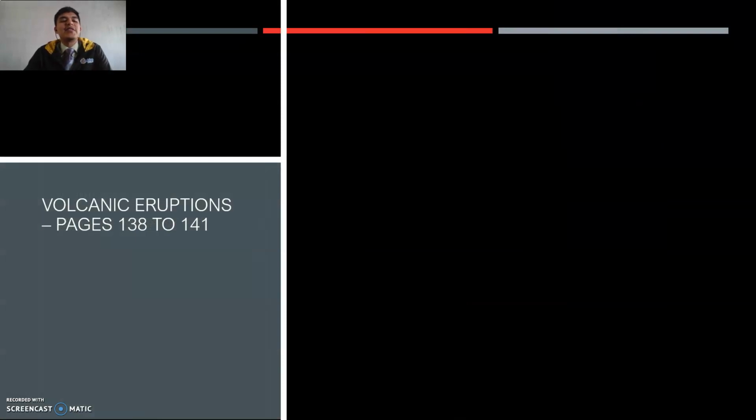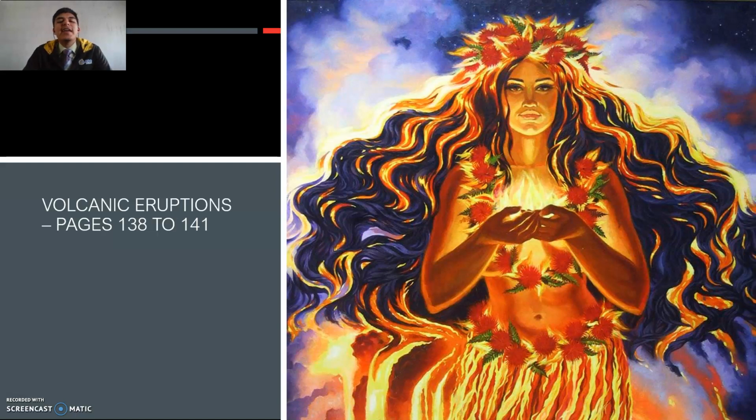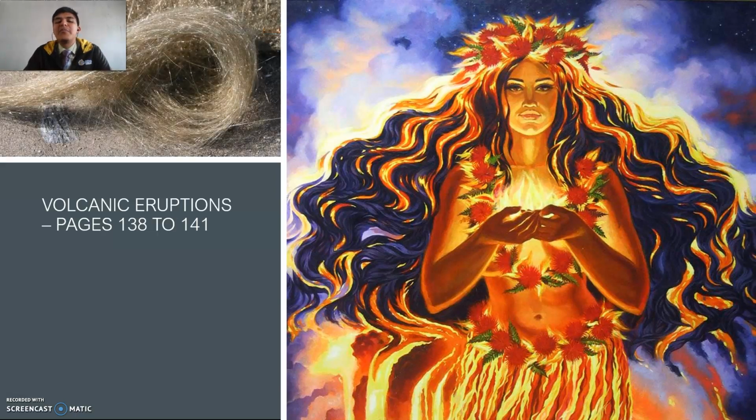So let's start with our topic. We are talking about volcanic eruptions right now. You will find this topic from pages 138 to 141. And this is one of the goddesses that in the traditional Hawaiian culture they believe in. And actually, Hawaiian people believe that what you can see in this picture, this sort of hair, is part of the hair of one of the entities, such as this goddess.